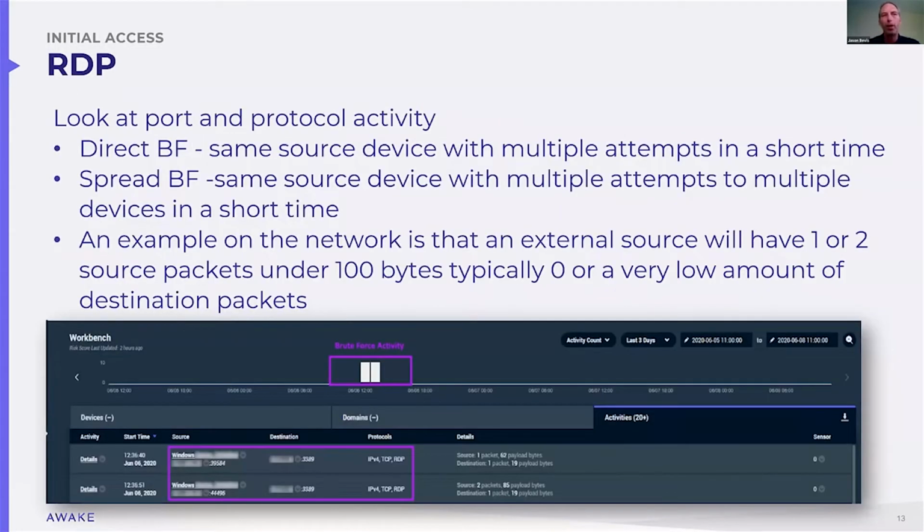So again, RDP, you want to look at the protocol level, you want to look at the port level. Those are different ways you can hunt for it. And other things that we've seen are pretty valuable: when you're looking across the board, a lot of times the destination packets are pretty low. So these are people that are just simply running admin accounts and stuff through.